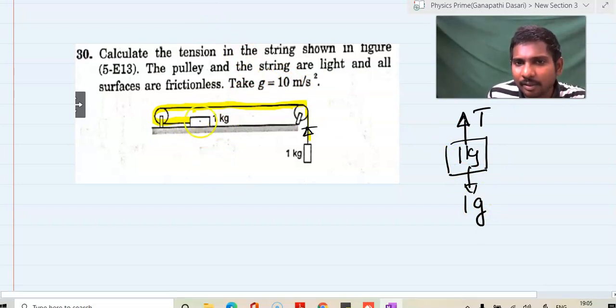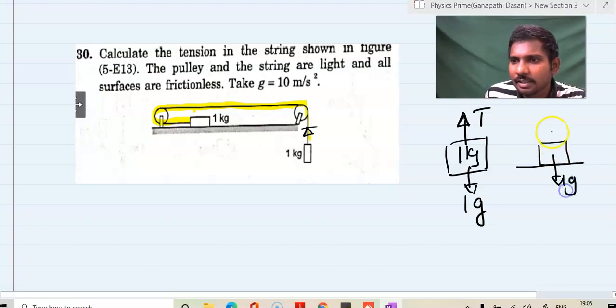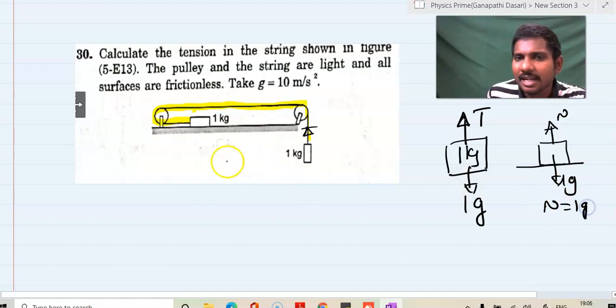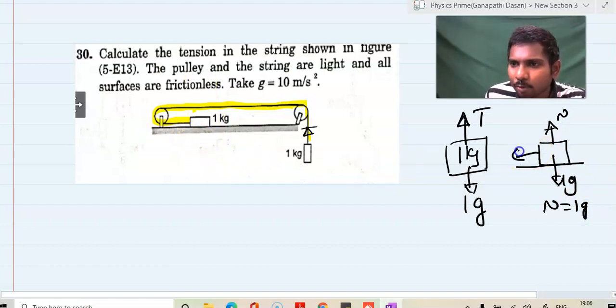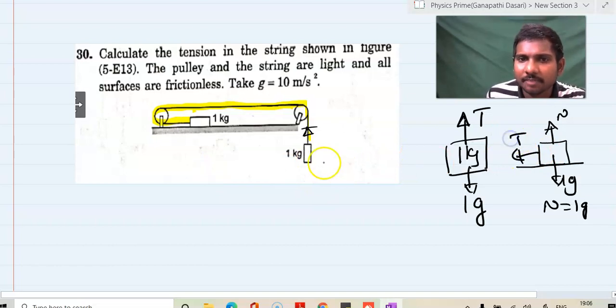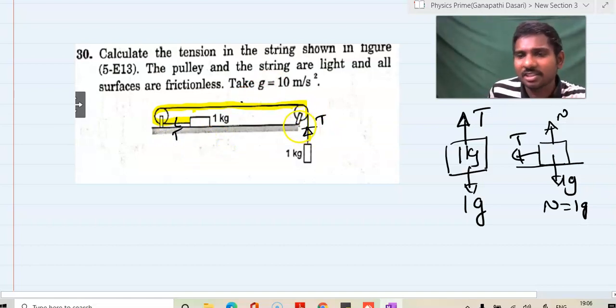So take another 1 kg block which is on this horizontal floor, and the free body diagram for it is 1g downwards, normal upwards. That normal should be equal to 1g because it is not moving perpendicular to the surface, and there is a tension pulling it in the left side direction, and this tension will be the same because it is only one string which is connected and continuous.